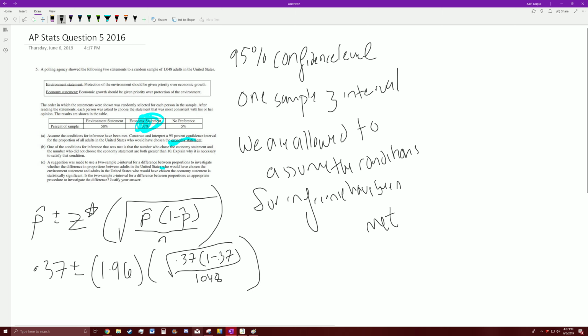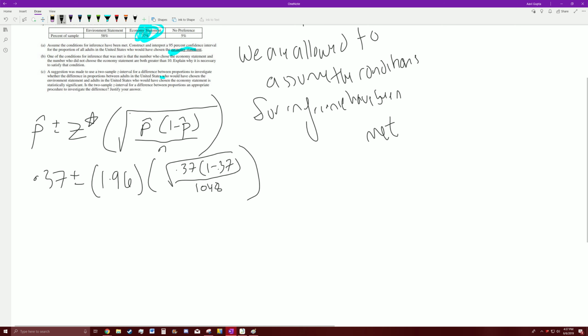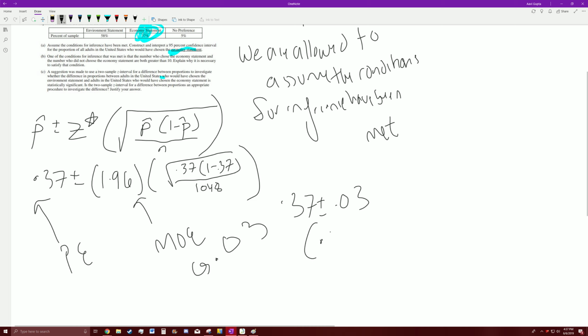So when you put this into your calculator, that's your point estimate, and that's your margin of error. The margin of error was equal to 0.03, I believe. Yes. So that's going to be 0.37 plus minus 0.03, which is 0.34, comma 0.40.